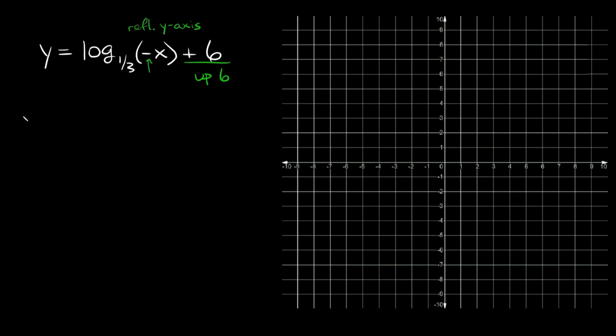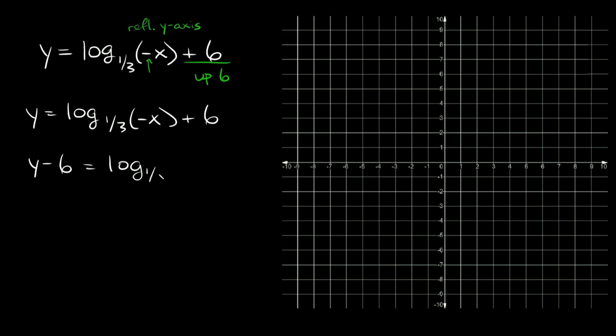So now let's graph this. Again, I'll just rewrite it so we have a little bit clearer picture of what this is: plus 6. All right, so we're trying to solve for x and rewrite this in exponential form. First we can get rid of this 6. So we're going to have y minus 6 is equal to log base 1/3 of -x.